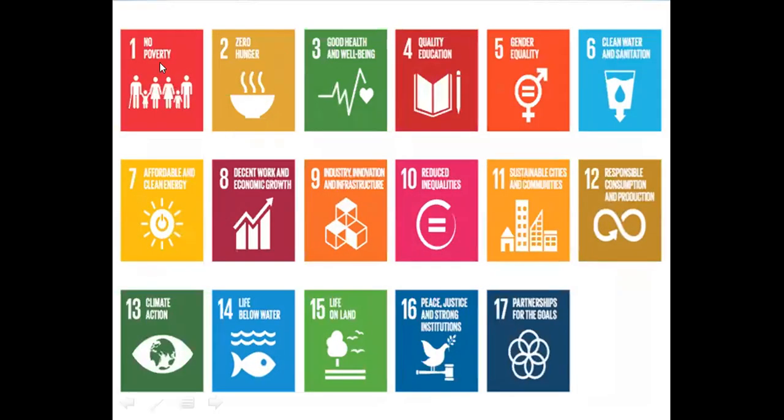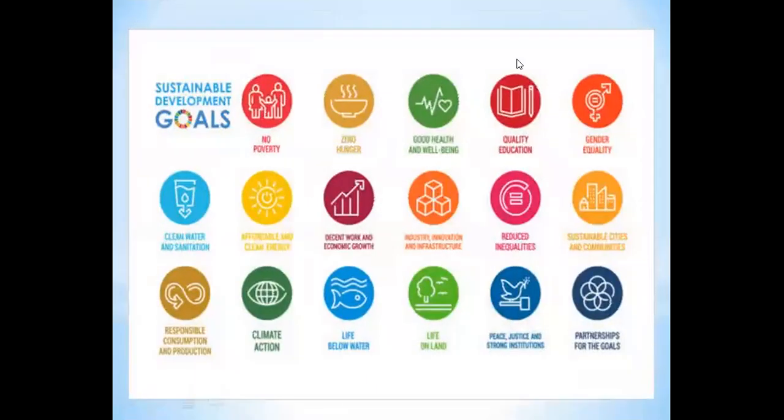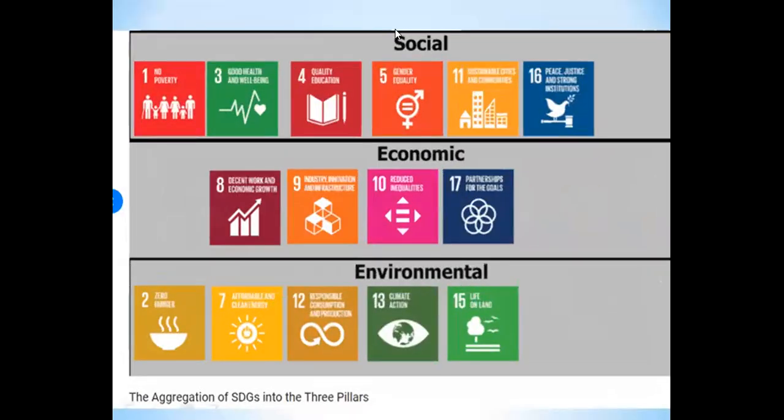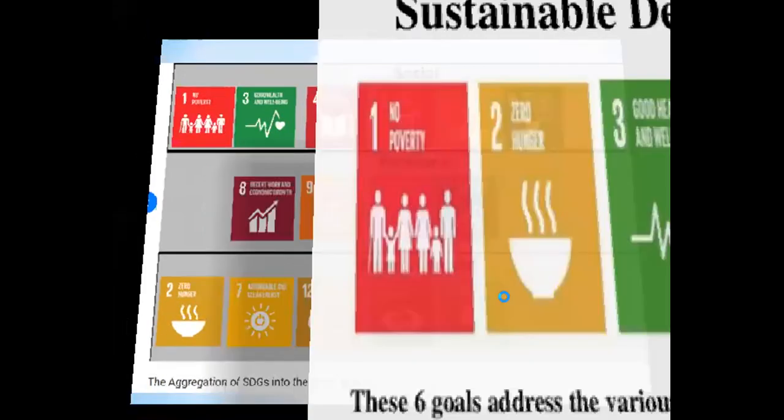SDG 1 is no poverty, 2 is zero hunger, 3 is good health and well-being, 4 is quality education, and 5 is gender equality. The social goals include SDG 1, 3, 4, 5, 11, and 16. Economic goals include 8, 9, 10, and 17. And environmental goals include 2, 7, 12, 13, and 15.